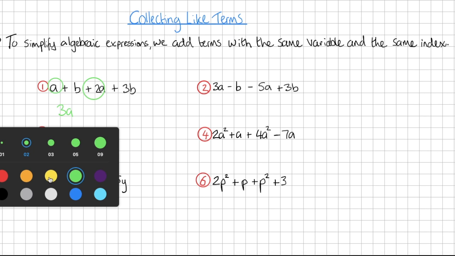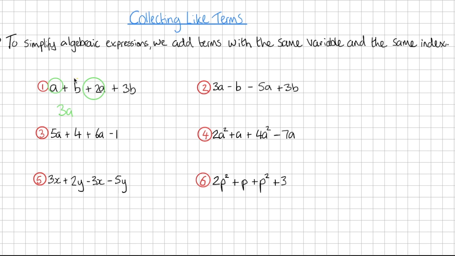Then I'm going to take a different color just to separate it. I've got a positive B here, and I need to add a positive 3B here, which makes 4B. So I'm going to write plus 4B. And that's it. My answer is 3A plus 4B.